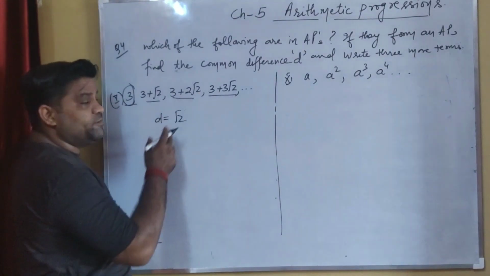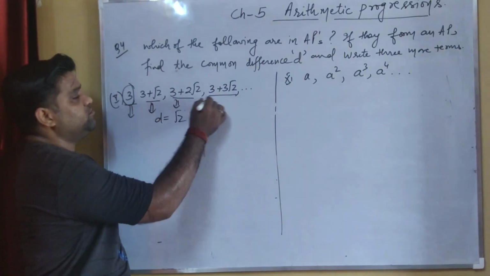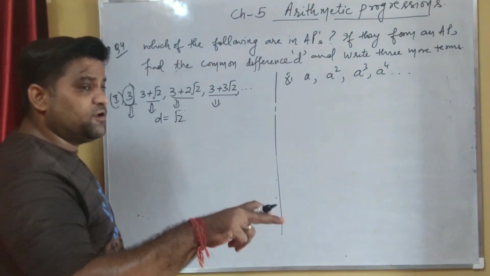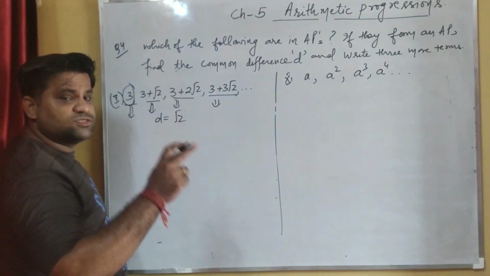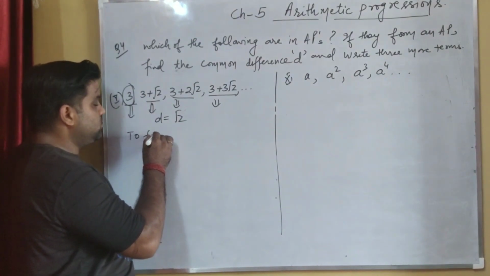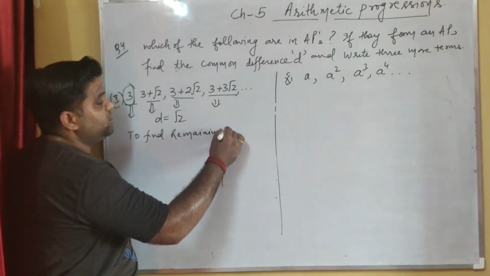So as we have found the common difference, which is d equals root 2, here we have to find the remaining three terms. So it is the first term, the second term, the third term, the fourth term. We have to find the remaining three terms, which are the fifth term, the sixth term, and the seventh term. So let us come on to find the remaining three terms.